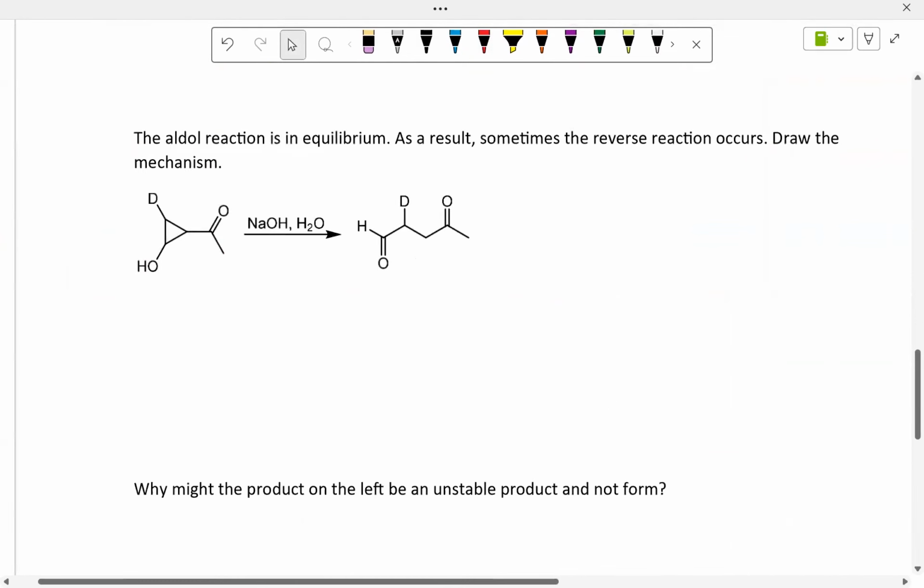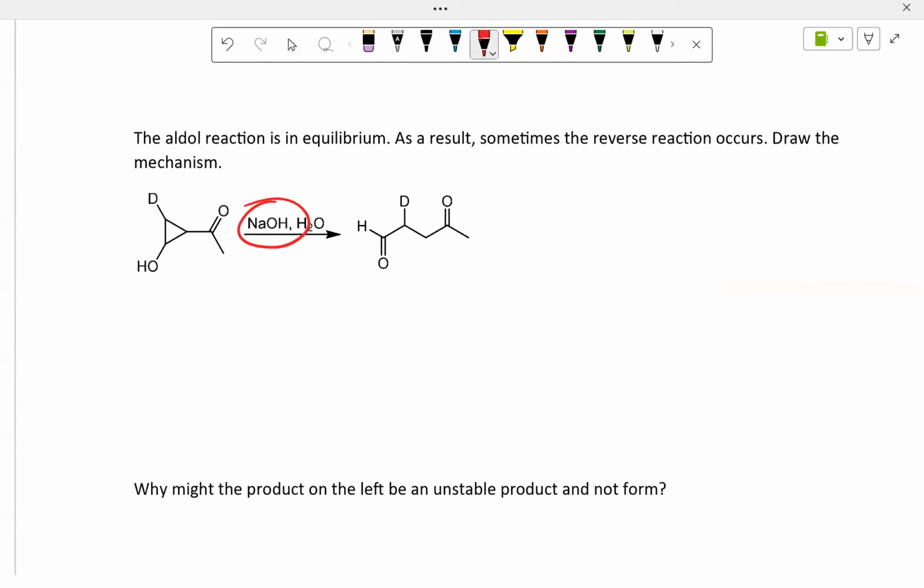So is this another mechanism? And that is sometimes the aldol reaction is always in equilibrium, or I shouldn't say it's always in equilibrium. If you're using LDA, then the whole reaction isn't in equilibrium. But if you're using a base like sodium hydroxide, then the reaction's in equilibrium. So because of that, sometimes your aldol product in the aldol reaction is going to convert back to the starting material. So we have to show that.